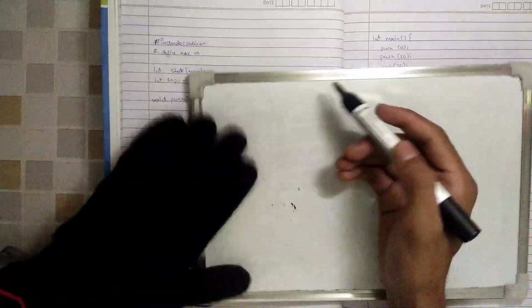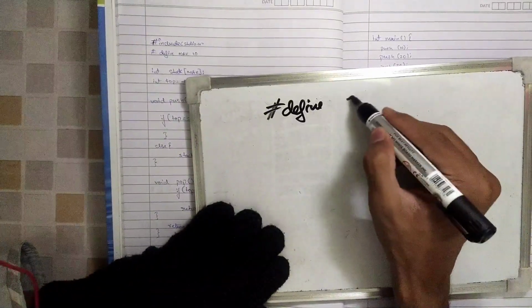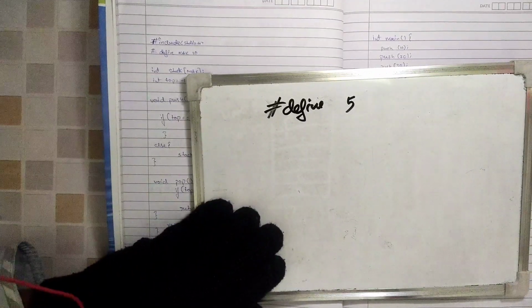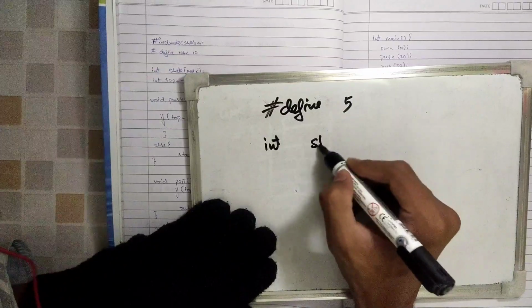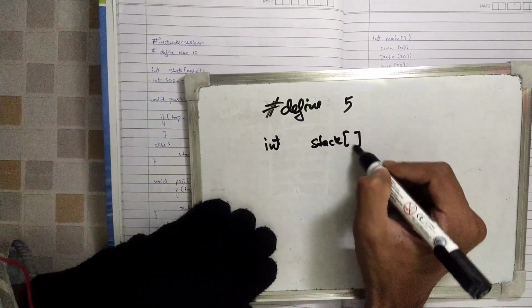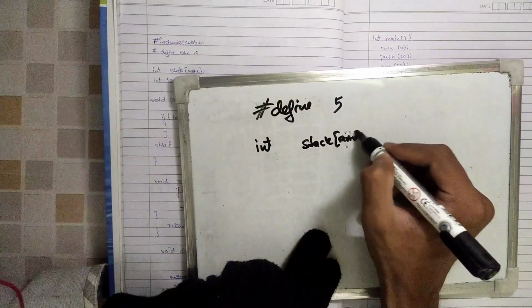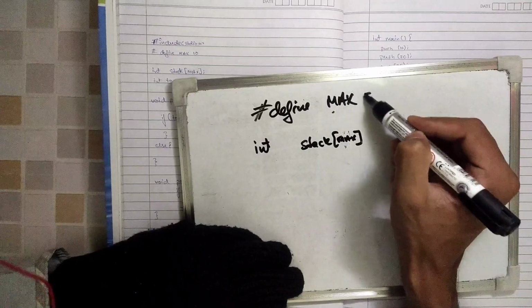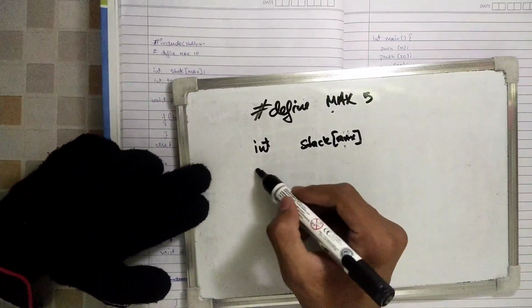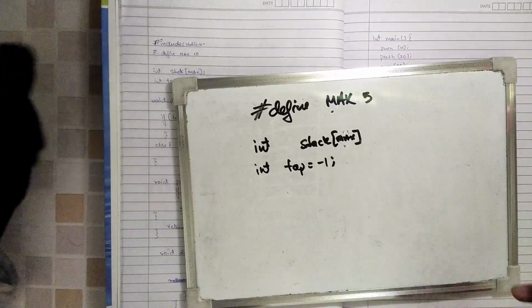Now here is how they have declared the stack: they define it using hash define. Here you can give anything. How much? Better you give 5 itself, because you don't want to add more numbers. So I will declare the array of stack. You know how arrays are declared: array name, then size. In this size I won't write 5, I will write max, because I define max 5. Here max is there, and then int top equals minus 1.